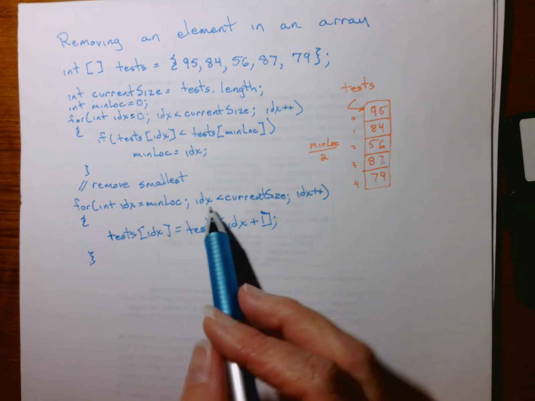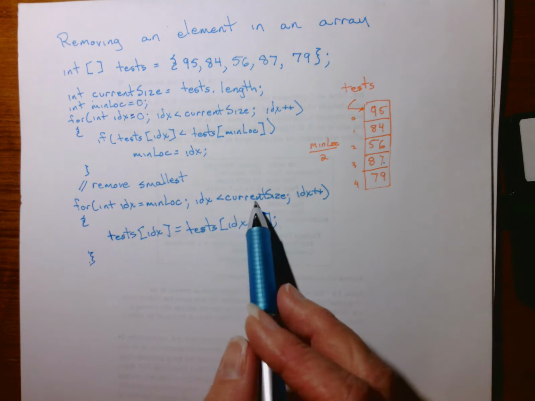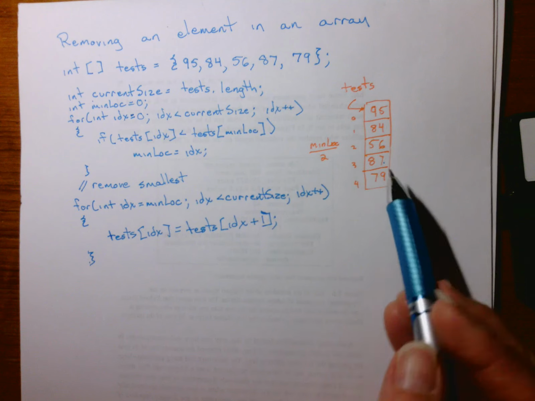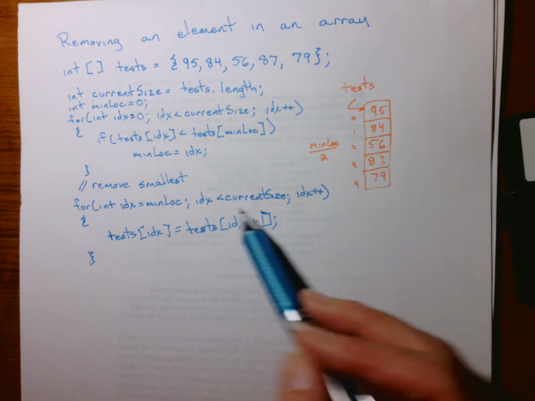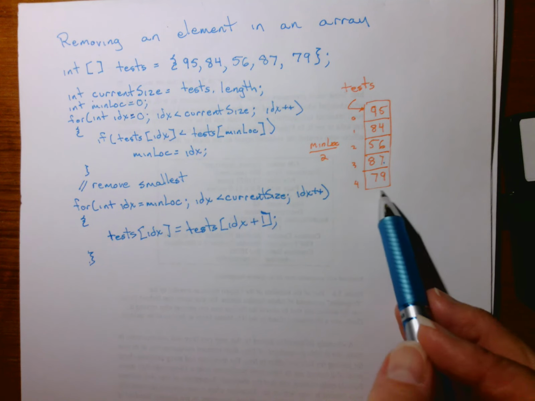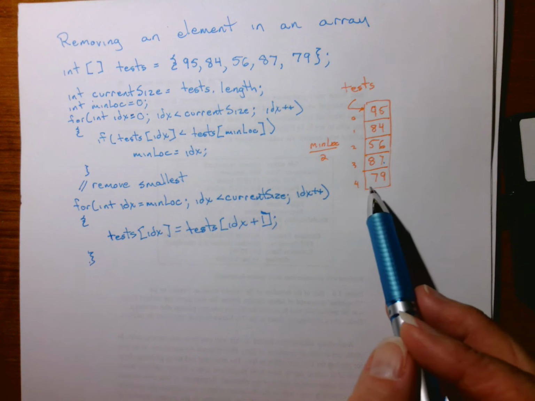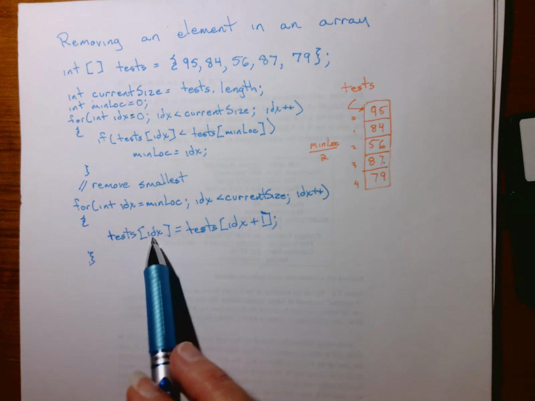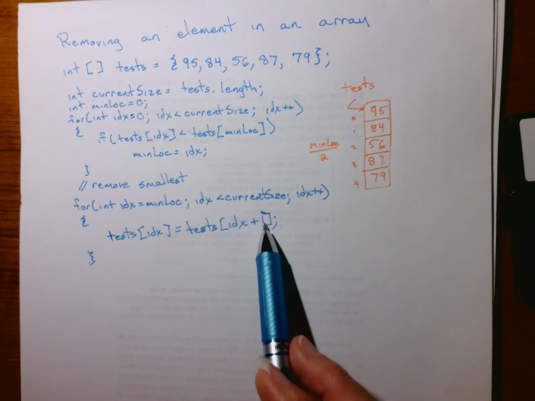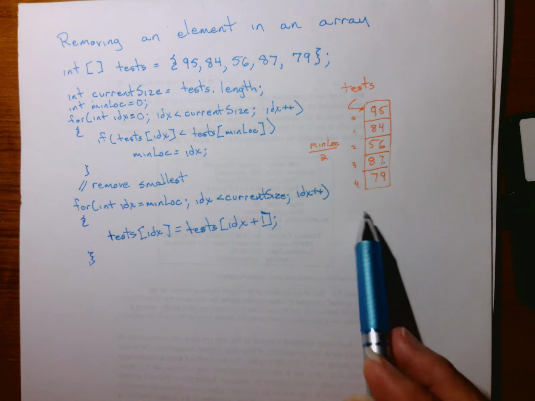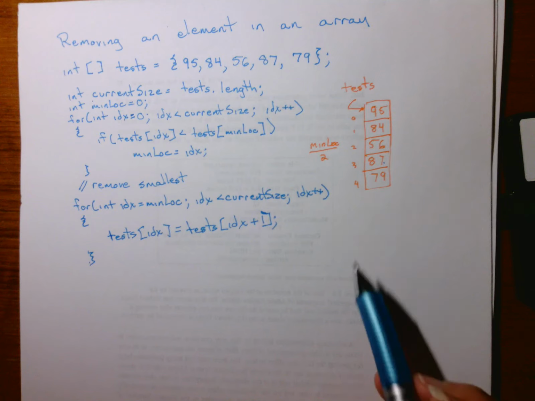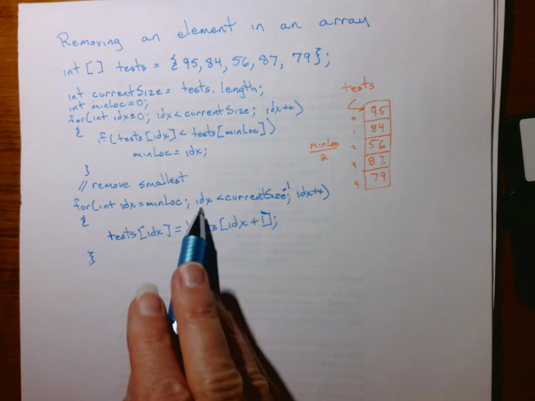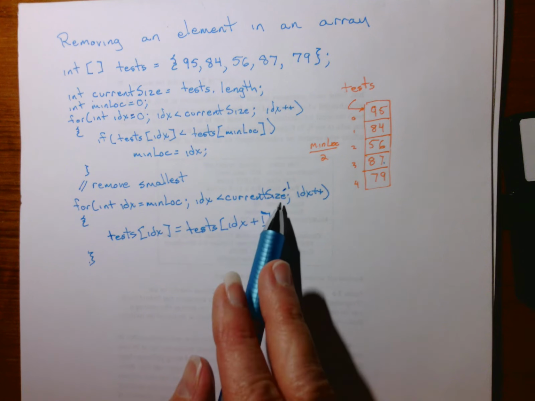What is my mistake? My mistake is that I'm stopping when idx equals current size, which is currently 5. So if I'm stopping at 5, when idx gets to 5, that's going to be after the array, right? So it is going to loop while idx equals 4. But if tests sub idx, tests sub 4, equals tests sub idx plus 1, 4 plus 1 makes 5, there's nothing there. That's outside the bounds of my array. So to fix this, whiteout would come in handy, but I should say idx less than current size minus 1.